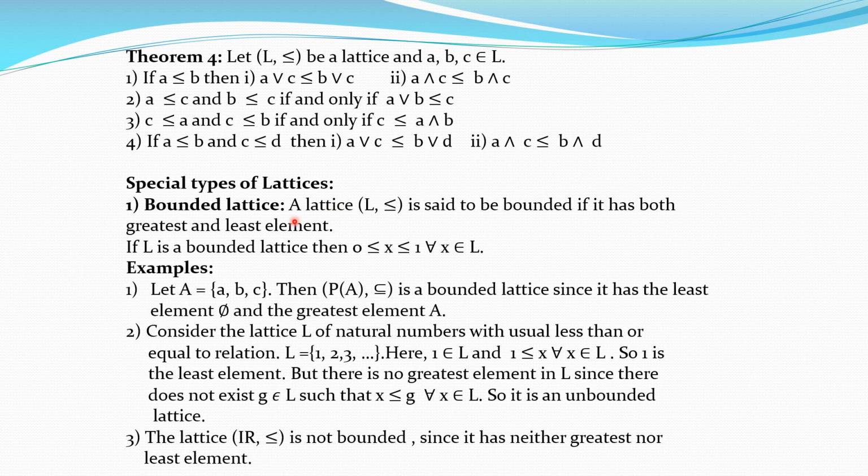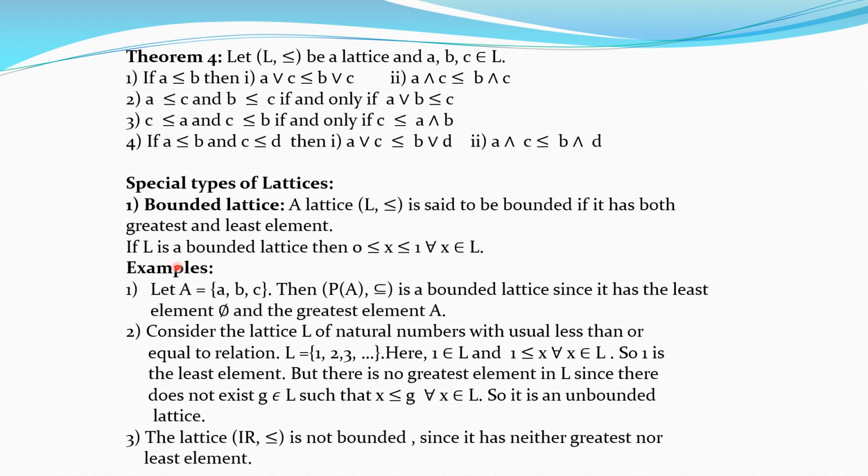Now we will see some special types of lattices. Now first is bounded lattice. A lattice L is said to be bounded if it has both greatest and least elements. Now already we have seen that greatest element is denoted by 1 and least element is denoted by 0. If L is a bounded lattice, then 0 precedes x and x precedes 1 for all x in L.